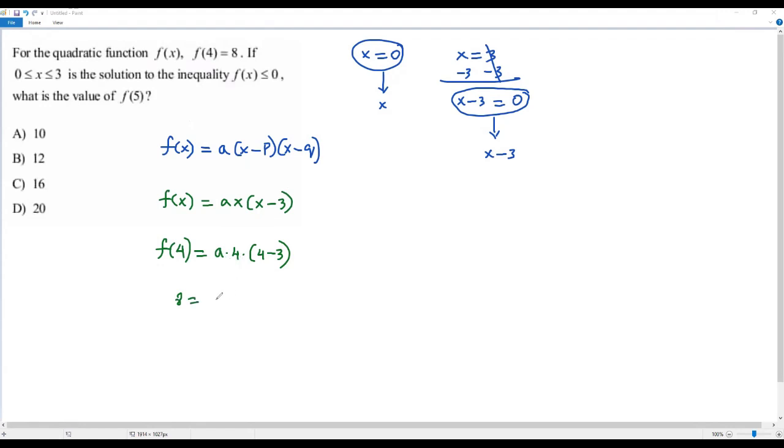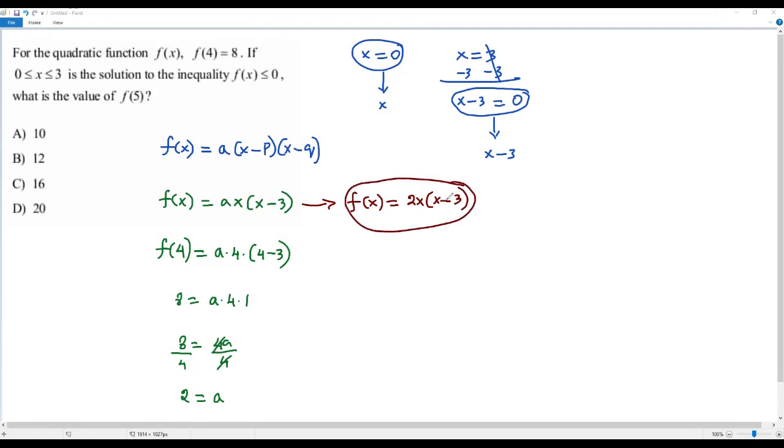And so here, a times 4 times the value of 4 minus 3, which is just 1. 8 equals a times 4 times 1, which can be written as 4a. We can divide both sides of this equation by 4. Then this 4 will cancel out. 8 divided by 4 is 2. On the right side we get a. Okay, now I got the value of the constant a. Now we can plug in the value of this a, 2, over here. Then the quadratic function f of x will become f of x equals 2 times x times (x minus 3). Now the given quadratic function is complete.